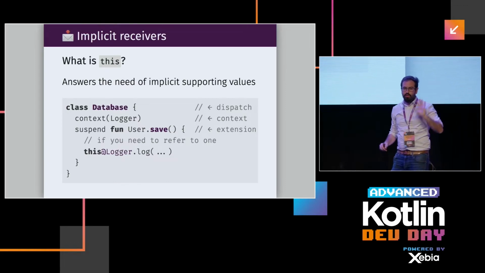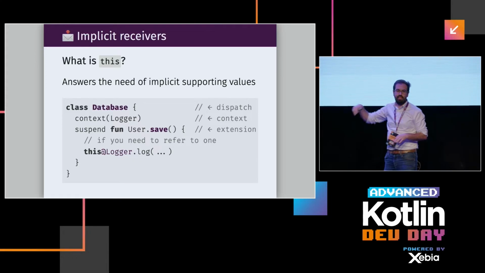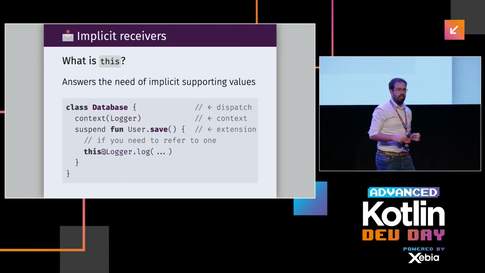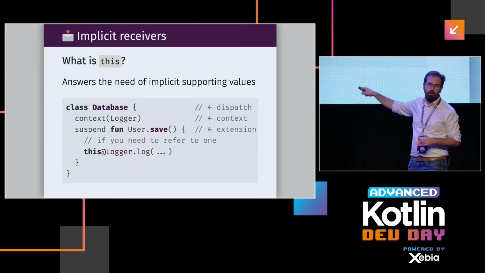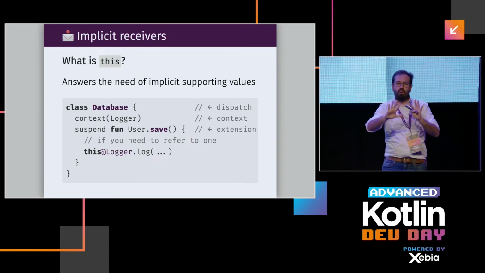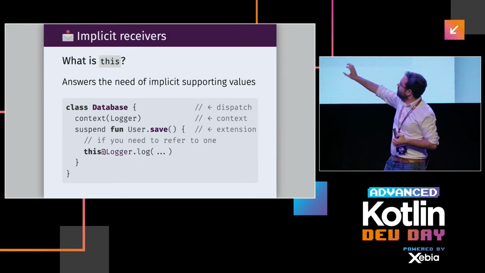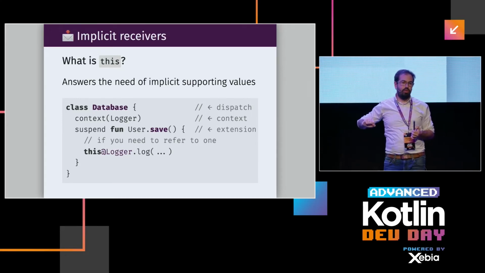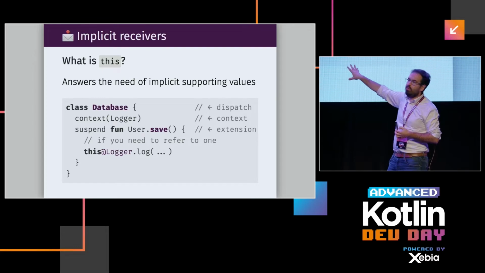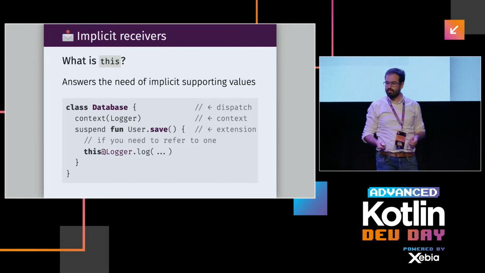If you need, you can actually refer to one specifically by having this at type thing. So if I write this at logger, that means I want to only see the logger facet of the this. So in this case, it will mean I'm accessing the logger in the context. If I write this at database, I'm going to the dispatcher and so on.